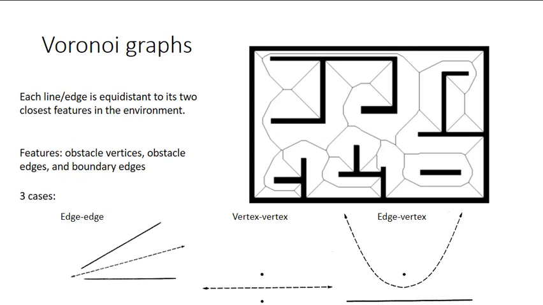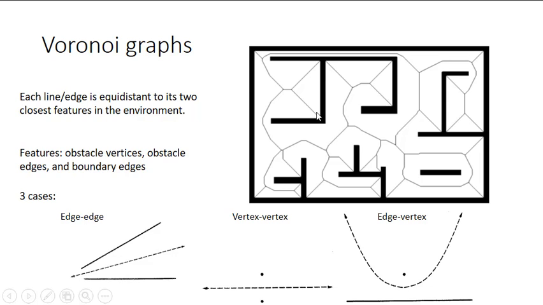So how do we go from that to robot motion planning? We're going to use something called Voronoi graphs. Before we were talking about diagrams, now we're talking about graphs. I put an example over here on the right. Given some environment that's full of obstacles, we're going to make a graph where each point on the graph is equal distance between the 2 closest obstacle features. Obstacle features are vertices, edges, and the boundary edges.